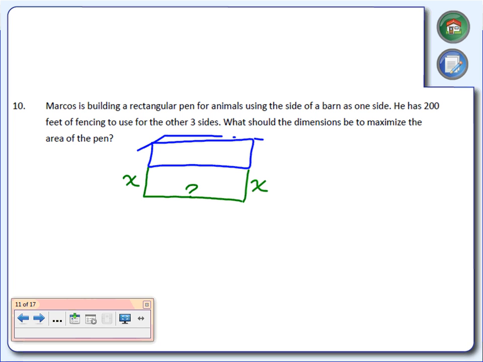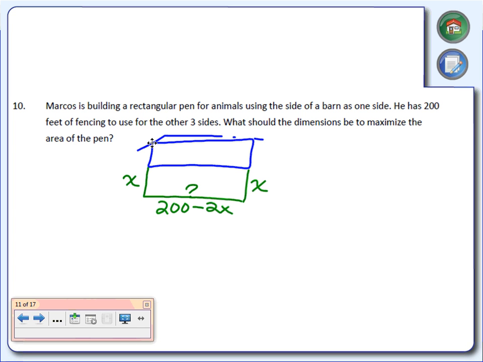How many feet of fencing do we have to work with? 200. So if we have 200 feet of fencing, and we're using some of the fencing here and some of the fencing here, what should this one be? 200 minus 2x. Okay, so whatever we have left over from these two sides is what we're going to use over here. So that would be 200 minus these 2x's that we're using over there. All right, so that's what we're working with so far.